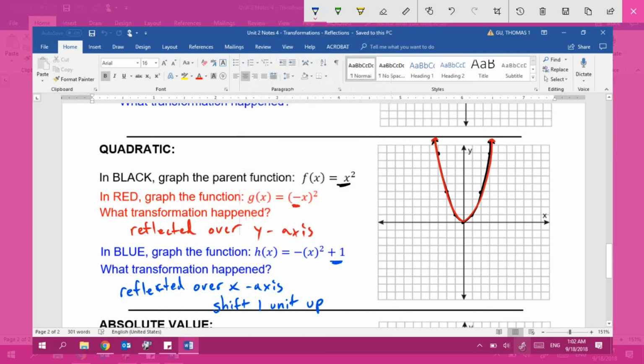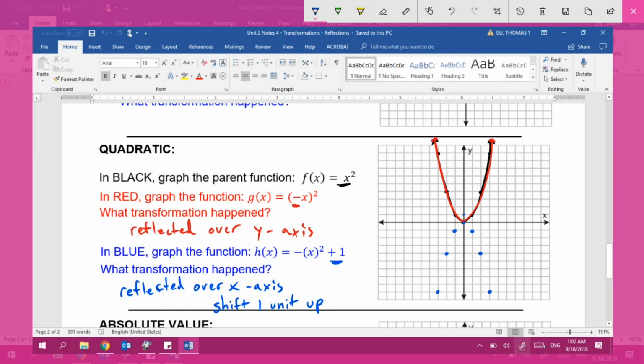So if I reflect over the x-axis and then shift 1 unit up, I'm going to do this. Watch this. First, if I reflect over the x-axis, I'm going to be here, here, here, here, here, and here. But now I need to shift 1 unit up, so I'm actually going to erase all these and just move them up 1 unit.